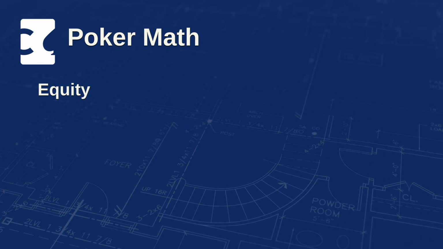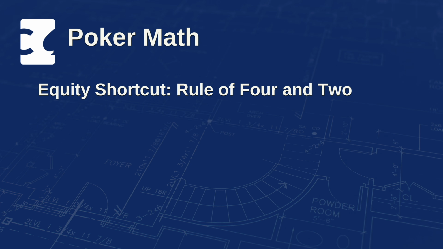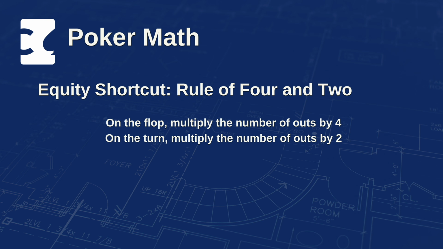Equity. For equity, there is a common shortcut called the rule of 4 and 2. For the rule of 4 and 2, it is asking if you're on the flop or the turn. On the flop, you're going to use 4, and on the turn, you're going to use 2. Calculate the number of outs you think you have. On the flop, multiply that number by 4. And on the turn, you take that number and multiply it by 2.